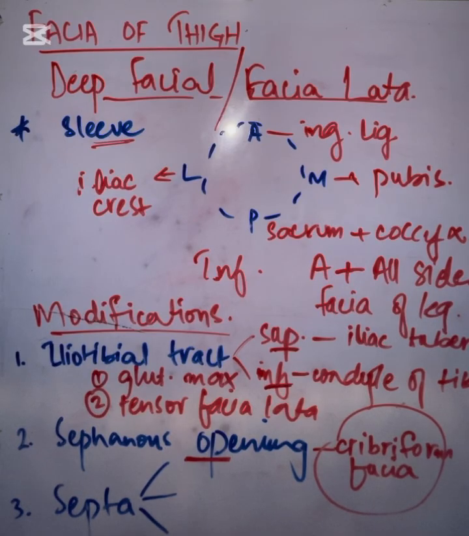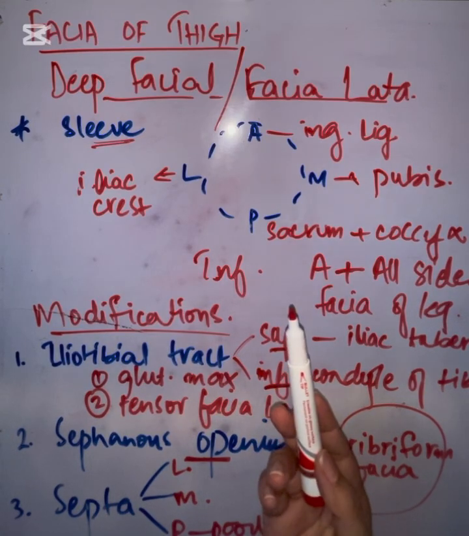And the last one is the intermuscular septa. We have 3 septa. One is the lateral, one is the medial, and one is the posterior. The posterior one is poorly defined. The medial one is attached to the medial lip of linea aspera, and the lateral one is attached to the lateral lip of linea aspera.